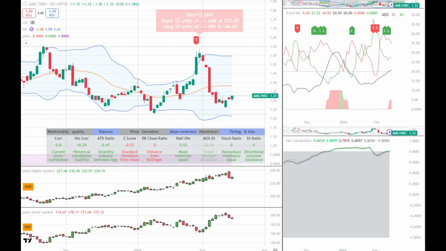Before entering the trade, it's essential to check for unusual news. In this case, there were no major company-specific events, earnings surprises, or structural announcements that could explain the sharp divergence. This is important. If the move had been caused by a major earnings report, acquisition, or regulatory issue, the deviation might not revert. But here, the movement appears technical and sentiment-driven rather than fundamentally driven. That increases the probability that the spread expansion is statistical.